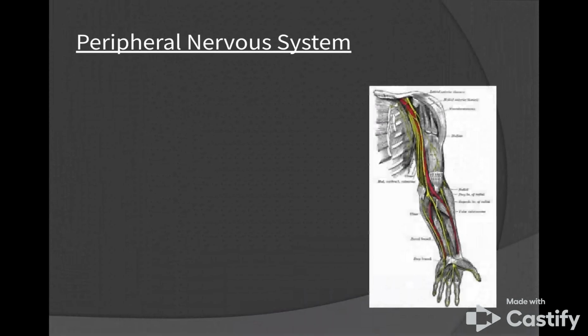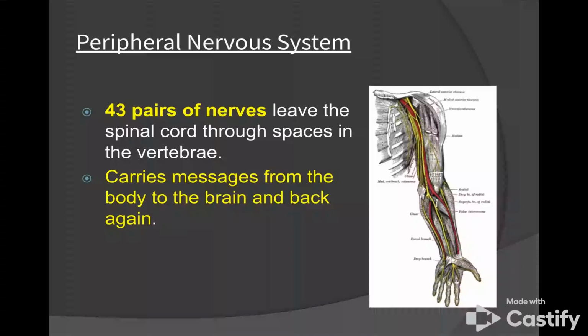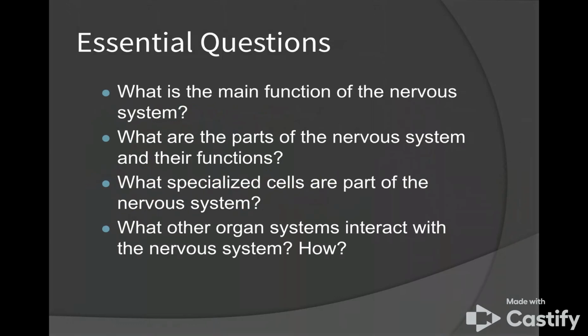Your peripheral nervous system, so thinking about peripheral, it means on the edges, right? So your peripheral nervous system is all the nerves that come from your spinal cord out to the rest of your body. They basically travel from your spinal cord between all of the little spaces in your vertebrae. And you have 43 pairs of nerves. So going right down your back, you have 43 different nerves that leave your spinal cord and go down to your arms and your legs and everything else. It carries messages from the brain to the body and back again.